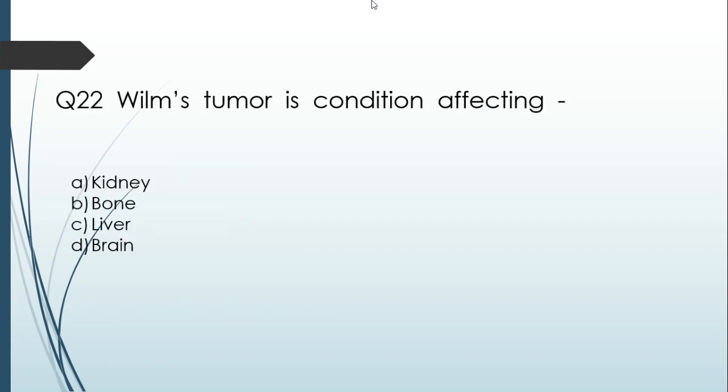Question number 22. Wilms tumor is a condition affecting: option A kidney, option B bone, option C liver, and option D brain. And its answer is kidney.